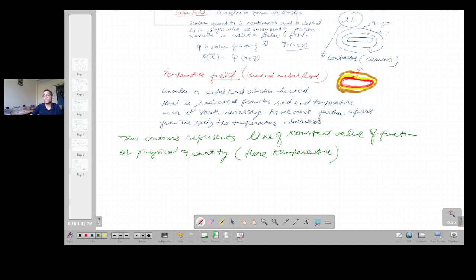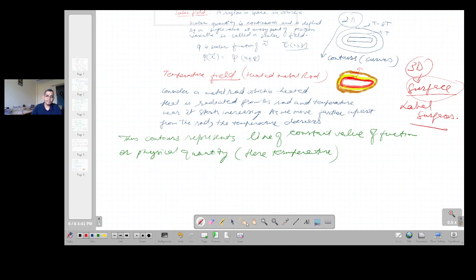But if rather than the case of 2D, it is a case of 3D, then we have to talk about the surface rather than a contour. So I will talk about these surfaces later on. These surfaces at which the value remains the same are known as level surfaces, right?